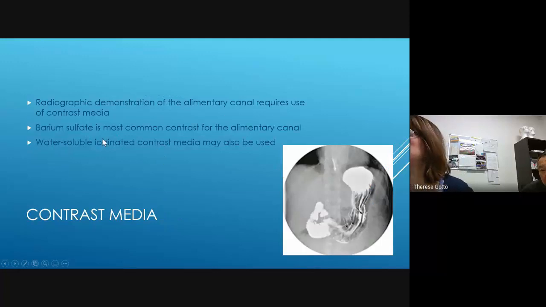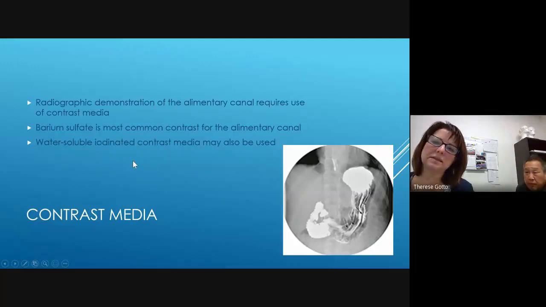Okay, barium sulfate is the most common contrast for the alimentary canal. We can also use Gastrografin or water-soluble iodinated contrast. But what happens when we switch from barium sulfate to water-soluble? Does it slow the process of moving the contents toward the rectum, or does it speed it up?